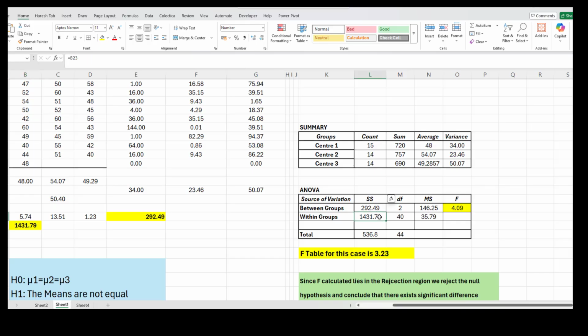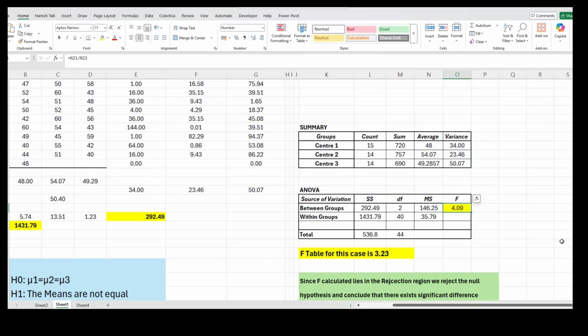Then the degree of freedom: because we have three groups, 3 minus 1 is the degree of freedom. In total we have 15 plus 14 plus 14, that is 43, minus 3. So that is the degree of freedom within the groups. And clearly our between the groups is on the higher side, right? So the F calculated will be this divided by this, the ratio of this divided by this.